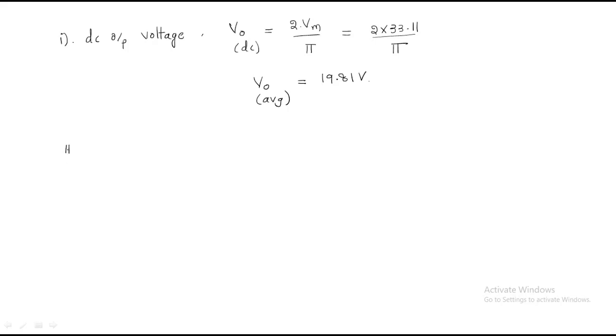Next, the second point is rectification efficiency. Efficiency is generally output by input, but rectification efficiency is different. It is output DC power by output AC power. Both are output, don't forget it. Output DC power by output AC power.